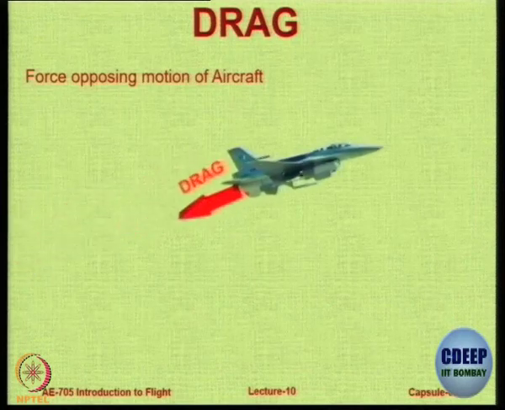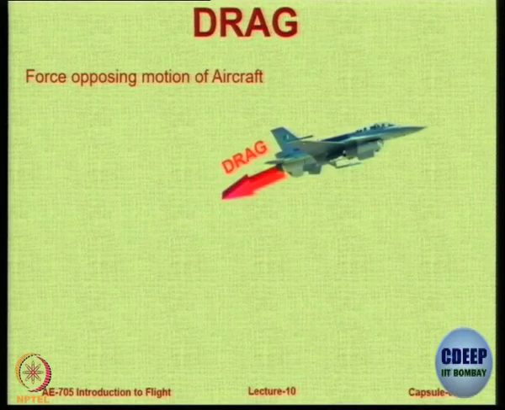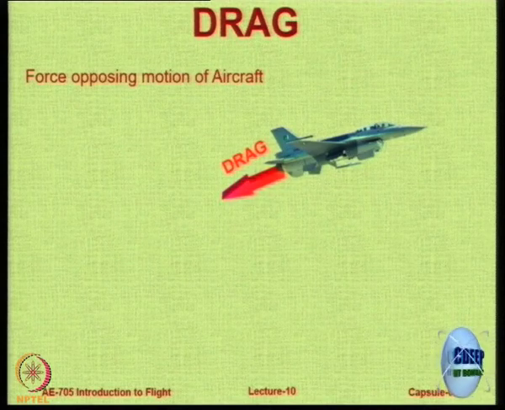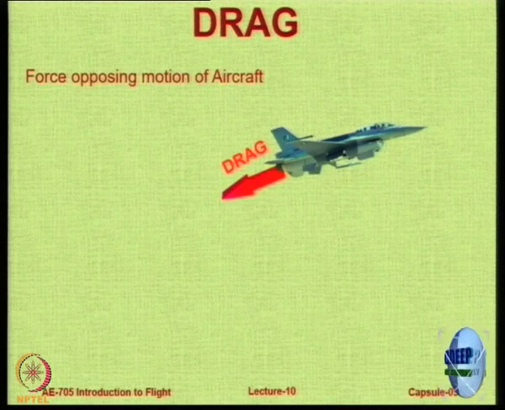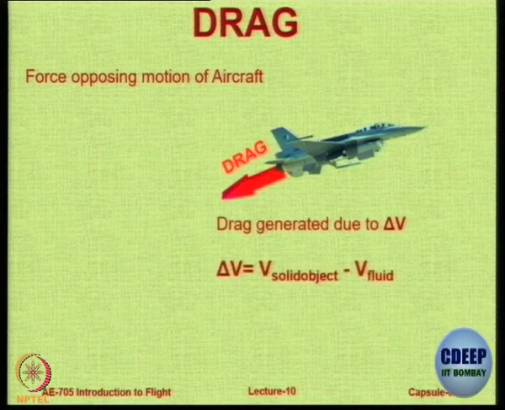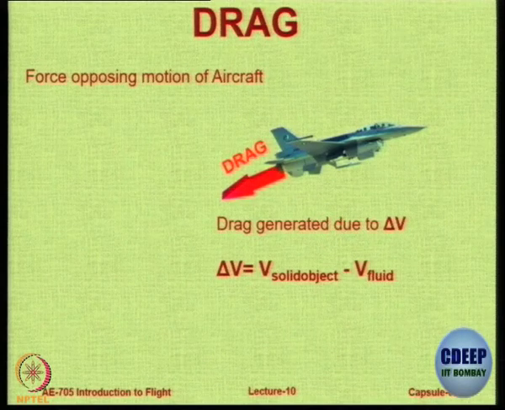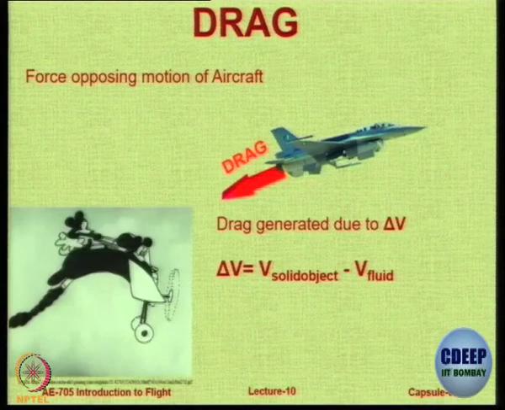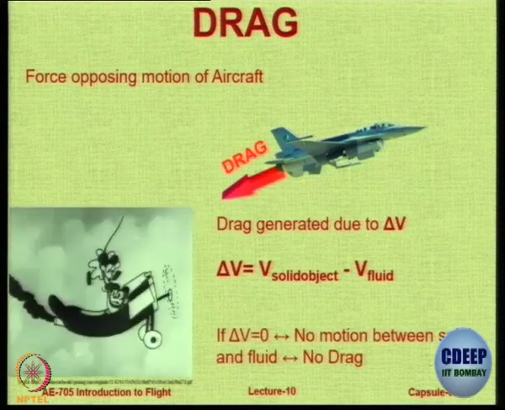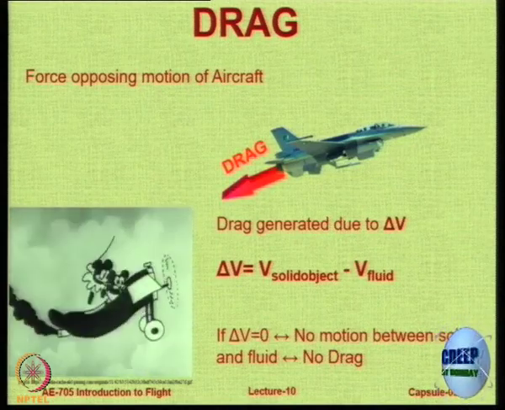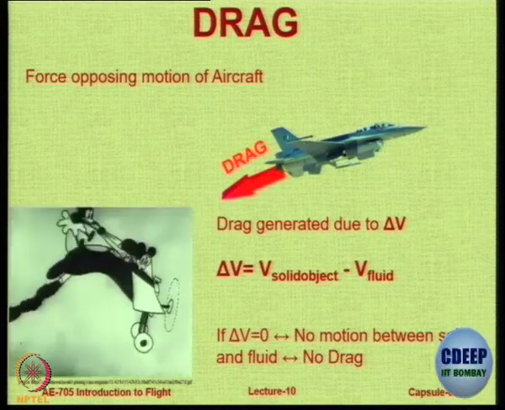So drag basically is a force that opposes the motion of the aircraft. And it acts only when there is some relative motion between the aircraft and the ambient air. For delta V, the relative velocity between the object and the fluid is needed to create drag. And if there is no relative motion between the solid and the fluid, then there will be no drag.